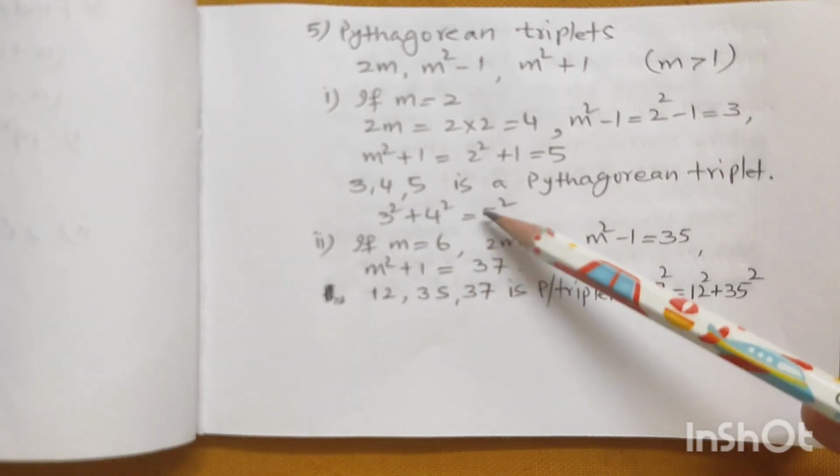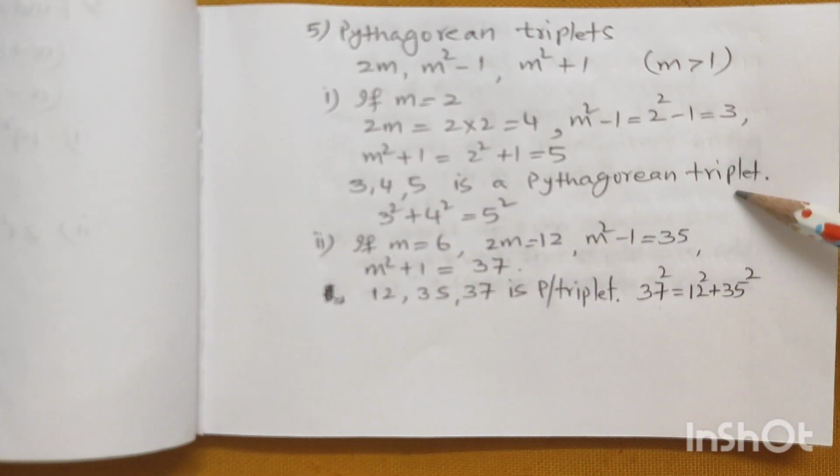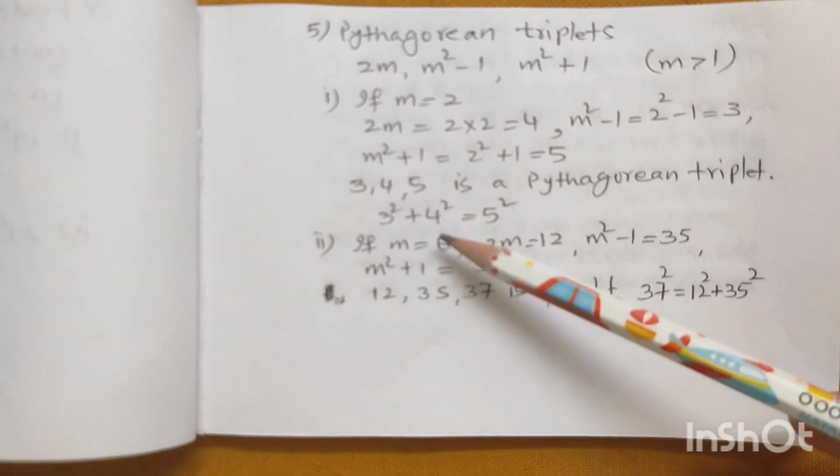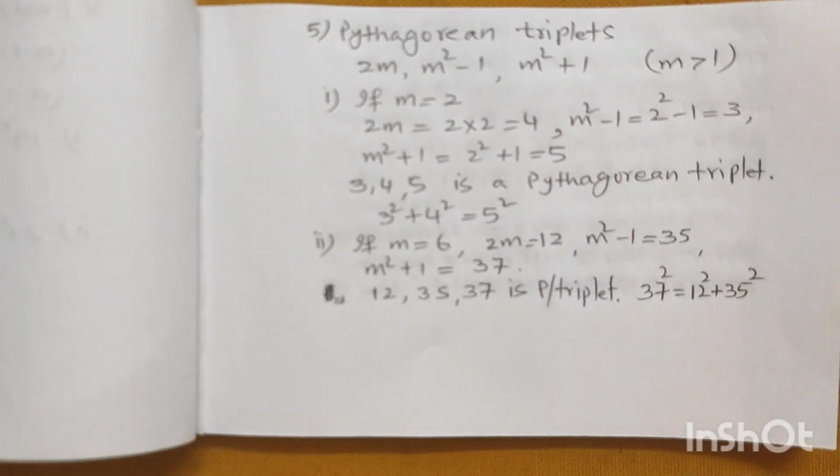3, 4, 5 is a Pythagorean triplet. We can verify this equation: 3 square plus 4 square equals 5 square.